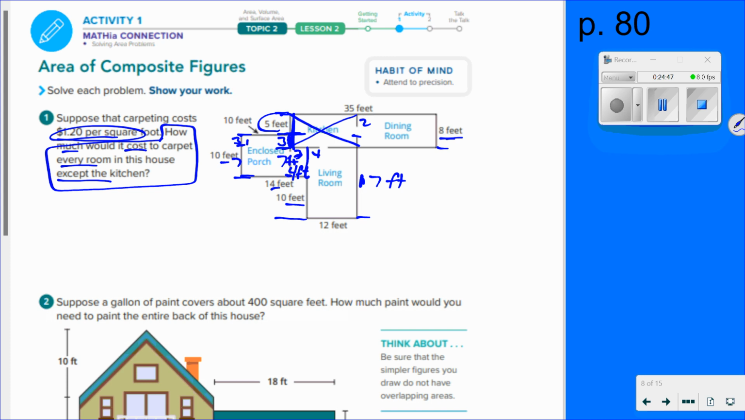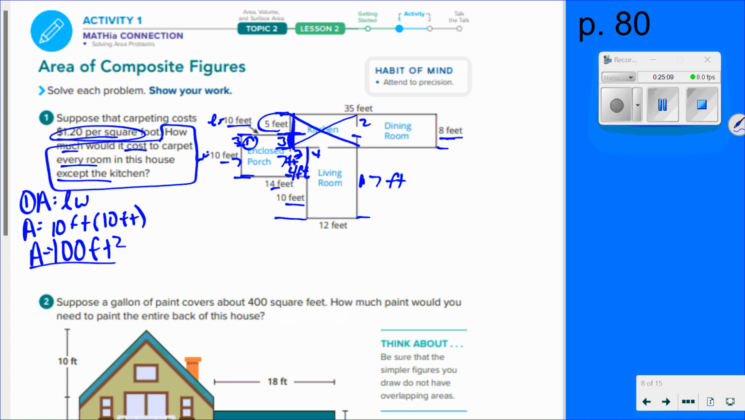Figure 1 is my enclosed porch. Area is length times width. Technically it's side squared because this is a square. So I know my length is 10, my width is 10. So area equals 10 feet times 10 feet, or 100 square feet. So that's number 1. Number 2 is my dining room.